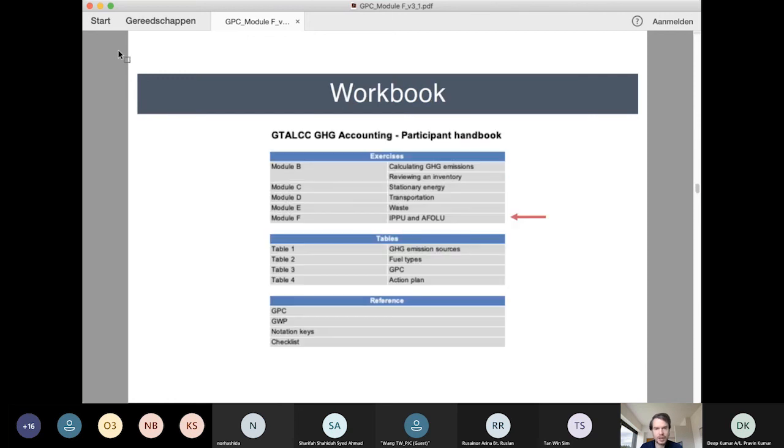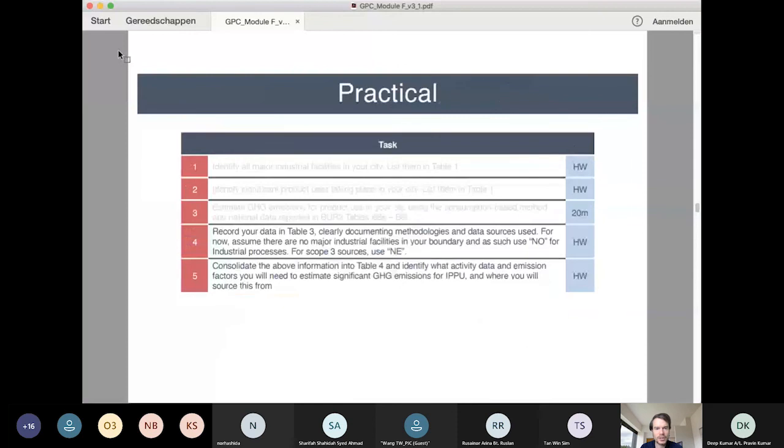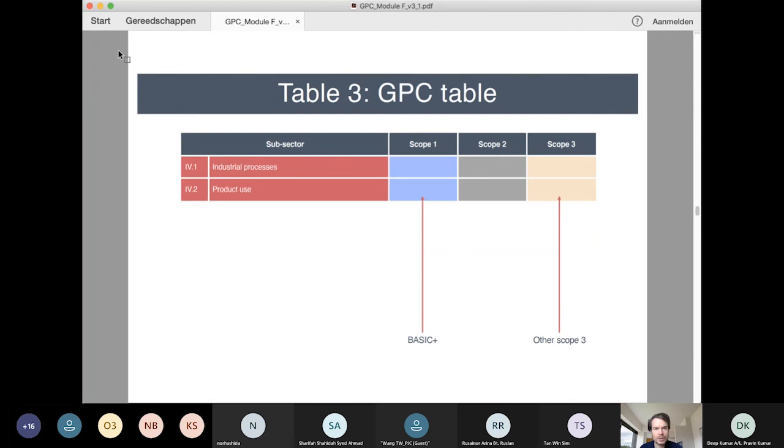Okay, so let's move on to the next bit. Homework for you guys are these two final exercises, which is to report your data in table 3. This is table 3, remember. In this case, we've not done 4.1, which is scope 1 emissions. So we can simply put NE, not estimated.